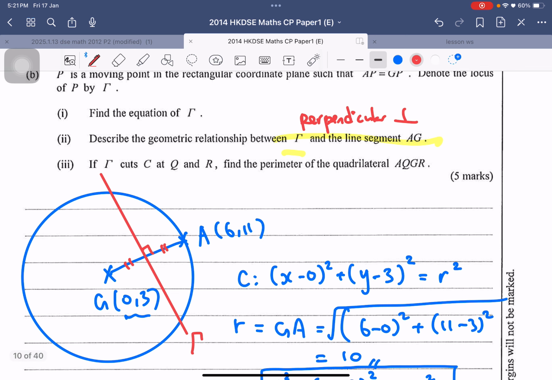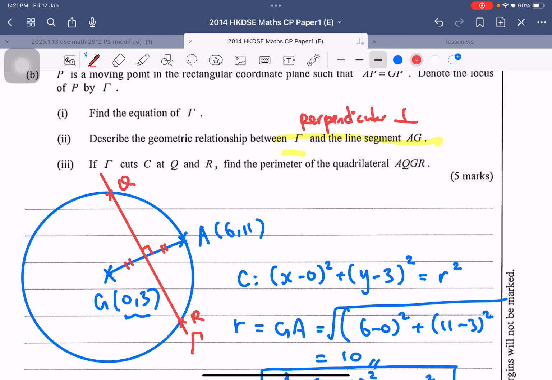So that's why we need to draw the diagram. If the line cuts C at Q and R, where is Q? Where is R? On the circumference. So this is going to be the point Q. This is the point R, isn't it?